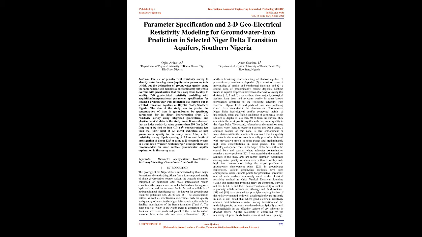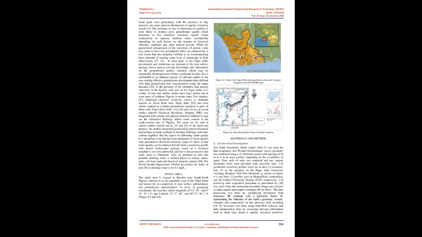Distinct trends in aquifer properties have been observed following this division [10, 3, and 9] even as these three major hydrological aquifers have been tied to water quality in some known towns/cities according to the following category: Port Harcourt, Ogini, Ilele, and parts of Imo State including Owerri have been tied to the northern and northeastern Niger Delta hydrological aquifer composed mainly of unconfined, clean and friable sandstone of continental origin situated at depths of less than 60 m from the surface. They constitute the most prolific aquifer with best water quality in the Niger Delta.